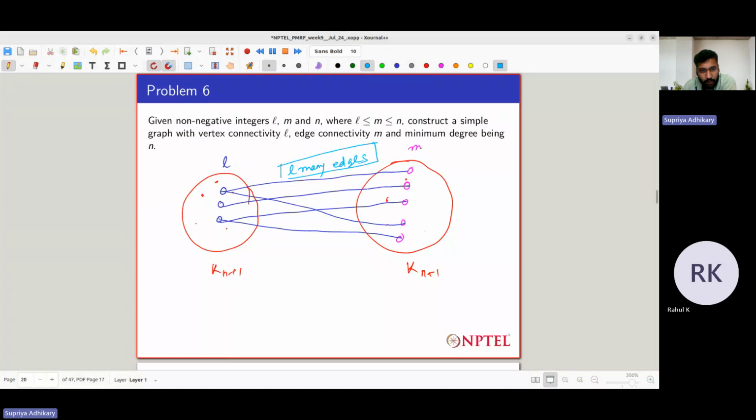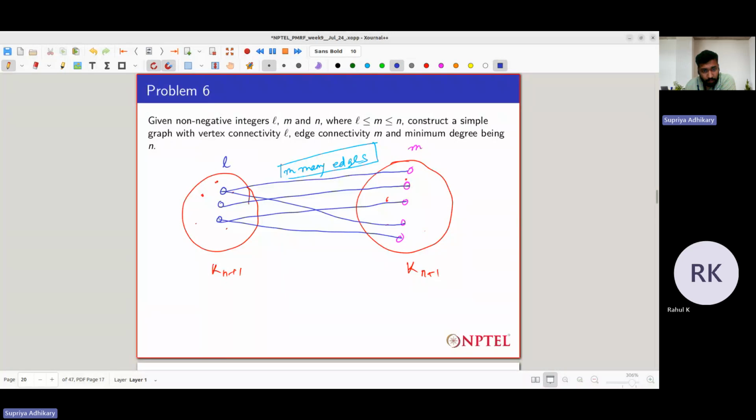So the number of these edges will be L many. Sorry, these are not L many, these are M many edges. Yeah, there should be M many edges. So what is the vertex connectivity?